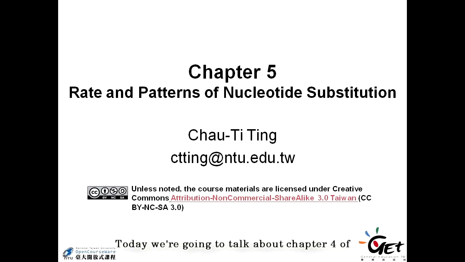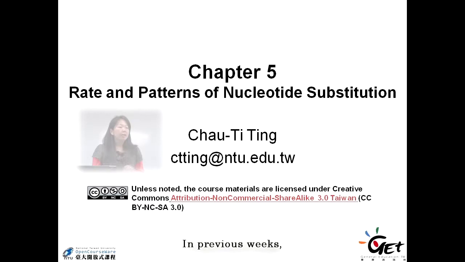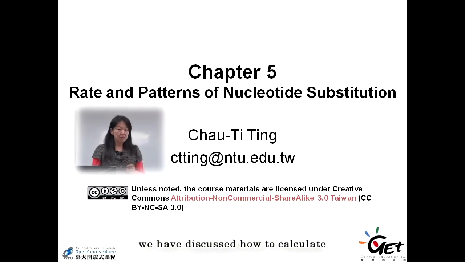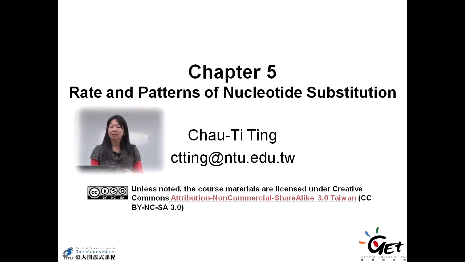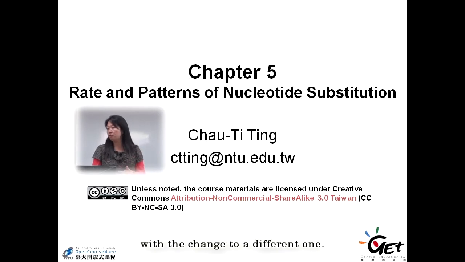Today we are going to talk about chapter 4 of our textbook, and the focus will be on the rate of nucleotide substitutions. In previous weeks, we have discussed how to calculate the substitution rate based on given sequences. So we start with one sequence that changes to a different one. Then we talk about what the consequence is if we align two sequences.